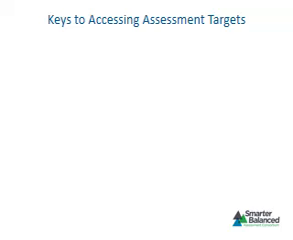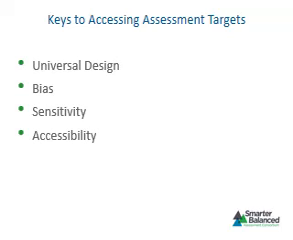This module explores several topics that can affect the ability of items and tasks to accurately access assessment targets. These topics fall into 4 broad categories that include universal design, bias, sensitivity, and accessibility. Each of these topics is examined closely in this module. Through this examination, it is easy to see how these ideas build on each other and how their impact on the quality of an item or task can be minimized by following several key guidelines for developing accessible items and performance tasks.